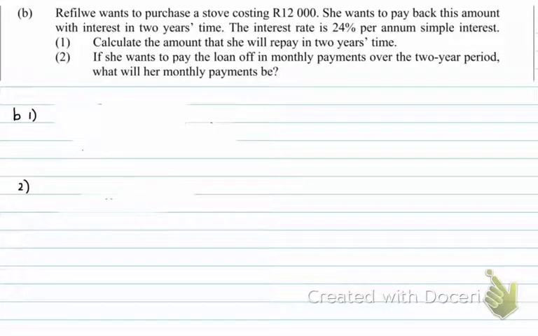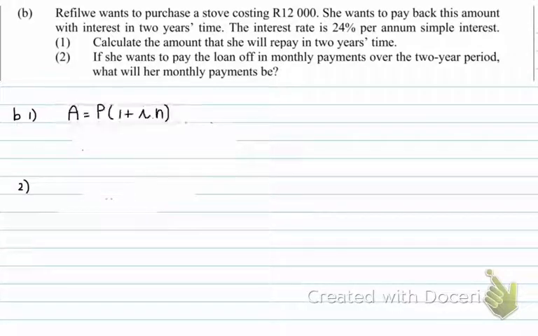Question B. Rafilia wants to purchase a stove costing 12,000. She wants to pay back this amount with interest in 2 years' time. The interest rate is 24% per annum simple interest. Simple interest, all right. Number 1, calculate the amount that she will repay in 2 years' time.